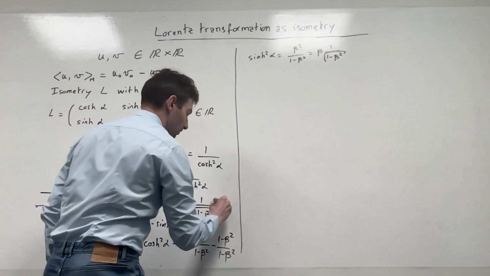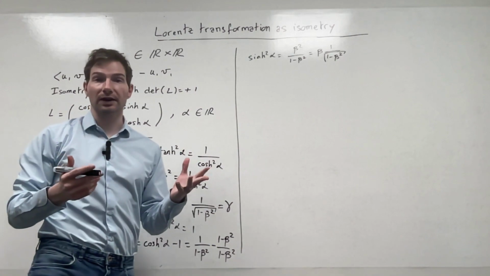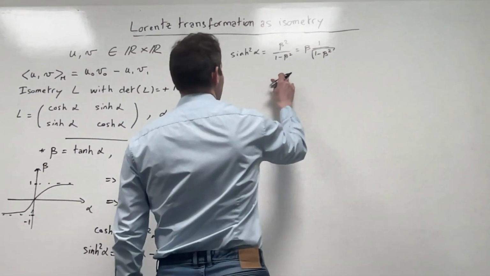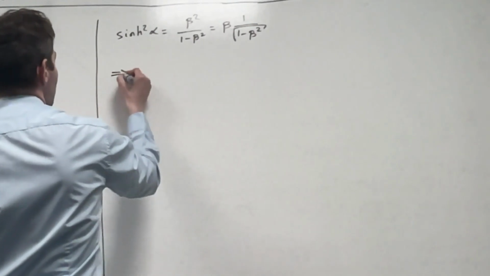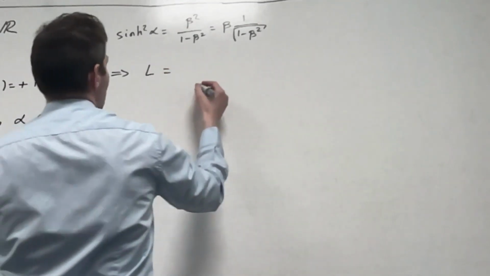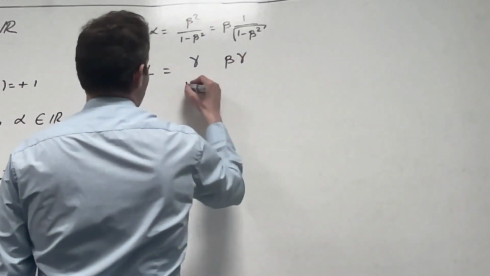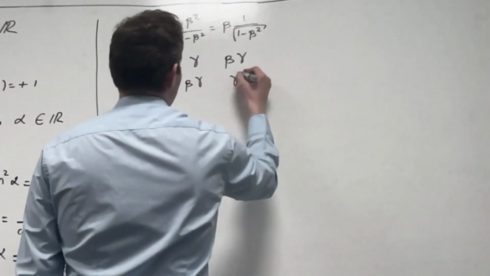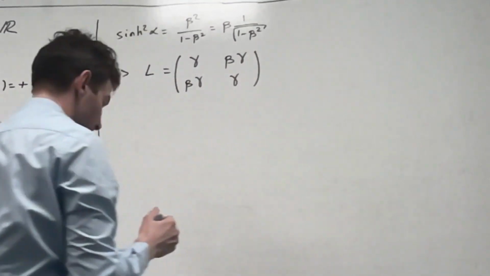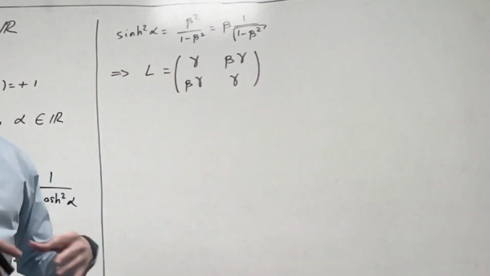They actually decide to denote this gamma, and this gamma is traditionally called the Lorentz factor. And then to the extent that what we are going to get in the end is the following. We are going to get that the matrix L is going to be gamma, then beta gamma, and then gamma here. Okay? So that's kind of the idea. And then what we are going to do here is basically move on. So at that stage, this gamma again is called Lorentz factor, etc.